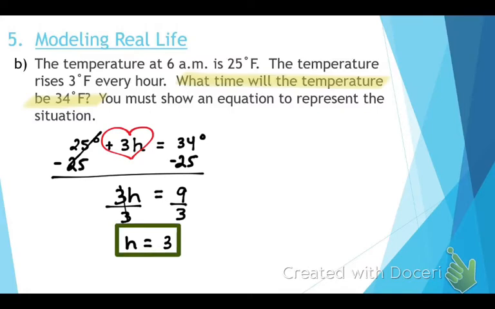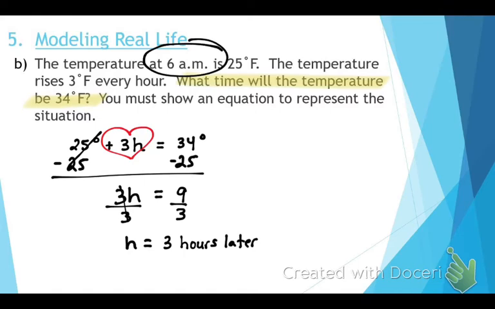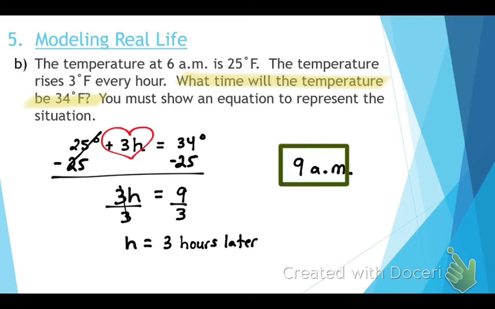If I go back, this is what I need to see. I highlighted, what time will the temperature be 34 degrees? So then some people said this. Oh, I'll just say it's 3 o'clock. No. You have to figure out what that 3 means. That 3 means 3 hours later. If we see the temperature starts at 6 a.m., guys, what would 3 hours later be? 9 a.m. So the correct answer is 9 a.m.